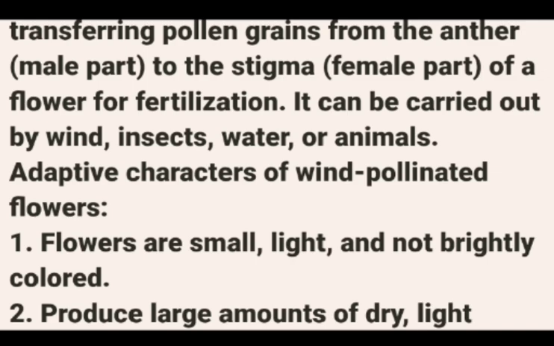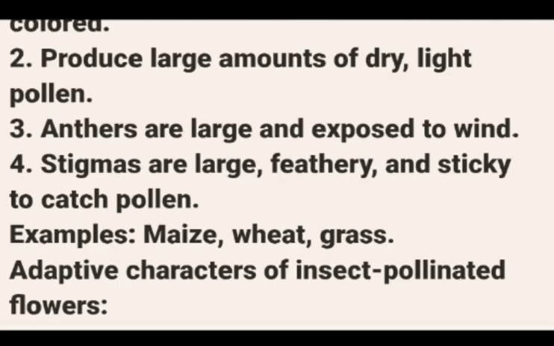Adaptive characters of wind-pollinated flowers. Flowers are small, light, and not brightly colored. They produce a large amount of dry, light pollen. Anthers are large and exposed to wind. Stigmas are large, feathery, and sticky to catch pollen. Example: maize, wheat, grass.